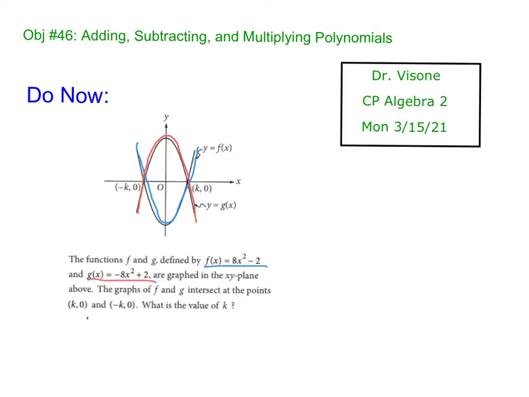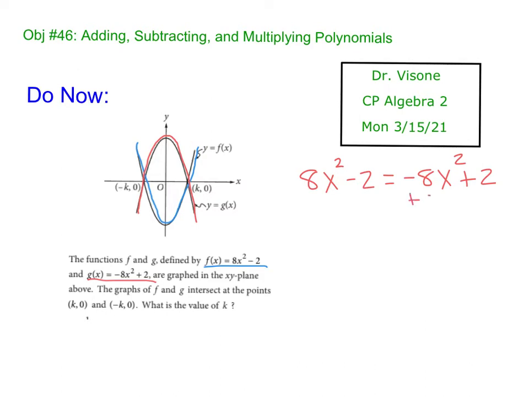The graph of f and g intersect at what point? So what's the value of k? So where are they actually intersecting, right? So 8x squared minus 2, there's a couple ways to do this. Where are they equal? So you could do it this way. I think this is the easy way. So I just set them equal, and then I'm going to solve.